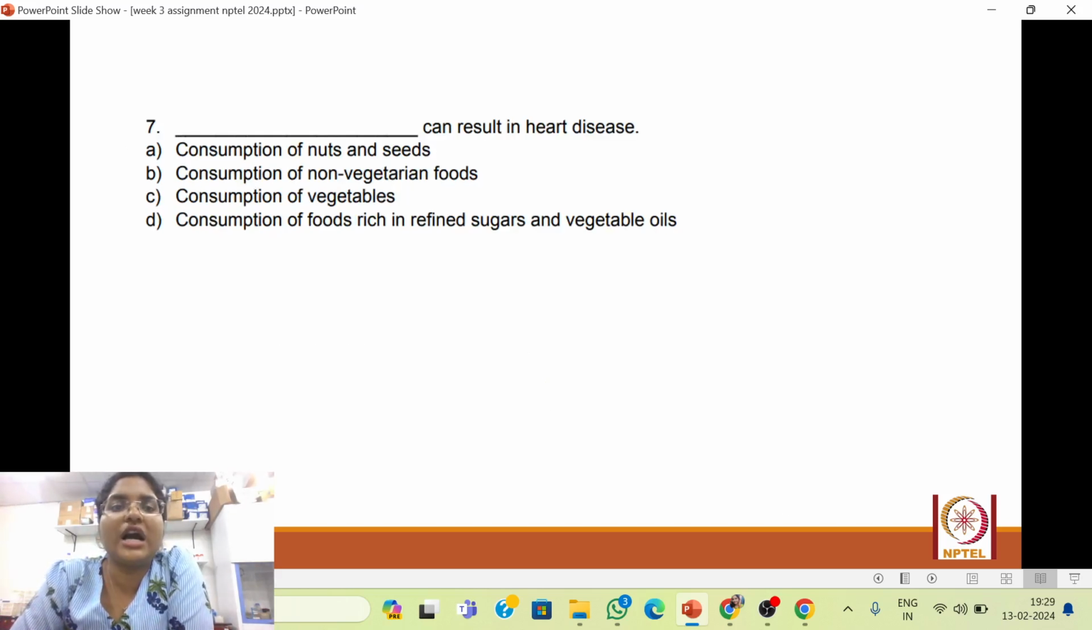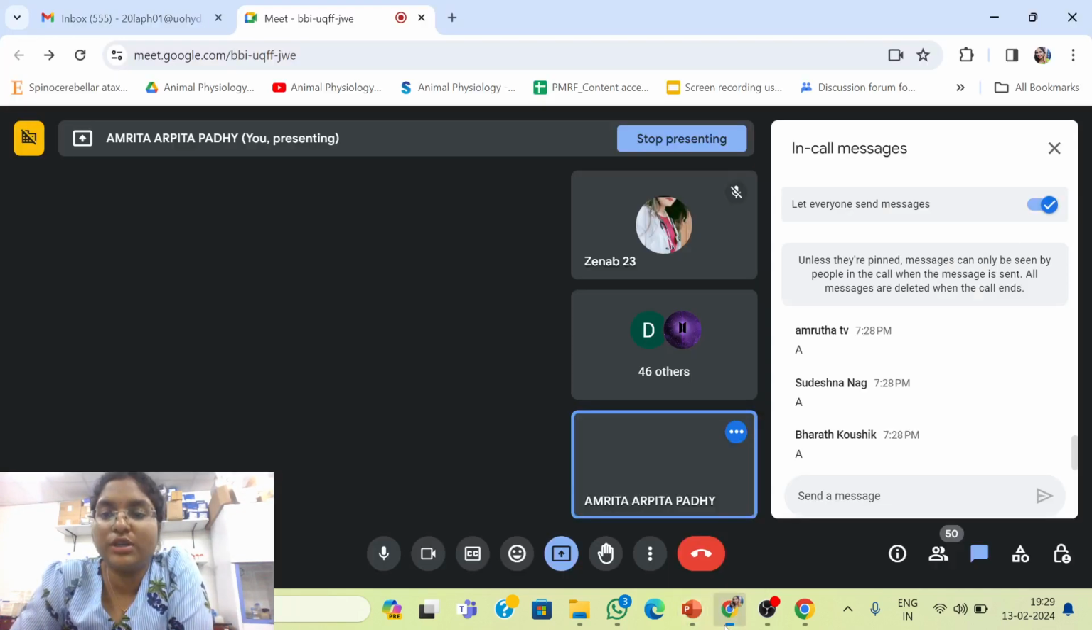Dash can result in heart disease. Consumption of nuts and seeds, consumption of non-vegetarian foods, consumption of vegetables, consumption of foods rich in refined sugars and vegetable oils.